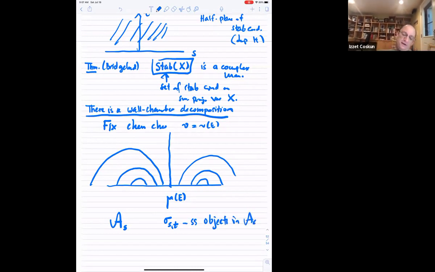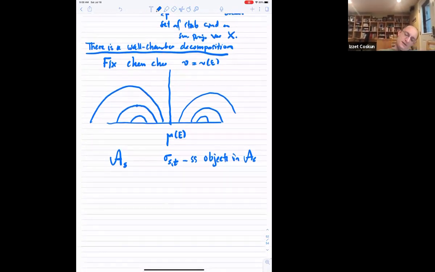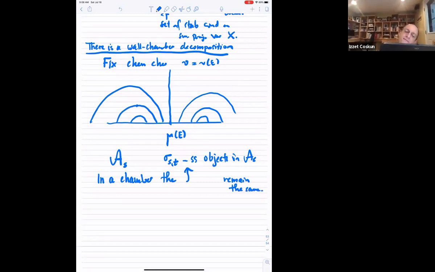And then you see, if you stay within a chamber, then the set of semi-stable objects is not going to change. And occasionally you will hit a wall where some objects get destabilized and potentially some objects become stable, so there is a change. And then you go to another chamber, and in that chamber, again, the semi-stable objects stay the same. So in a chamber, the sigma semi-stable objects in A_S remain the same.